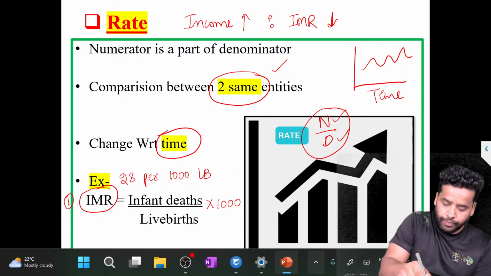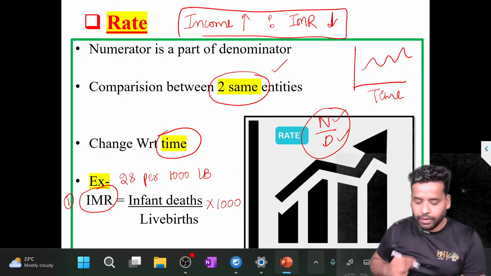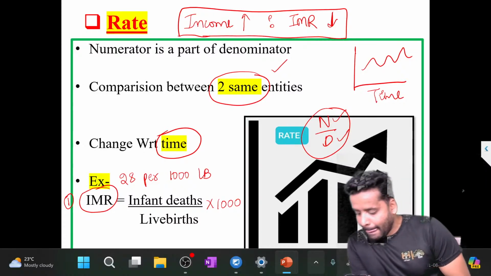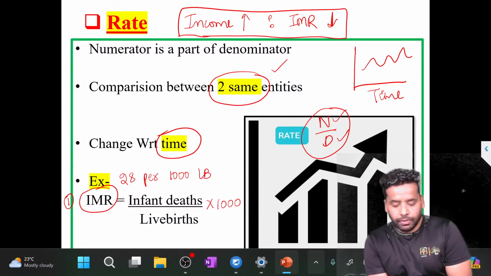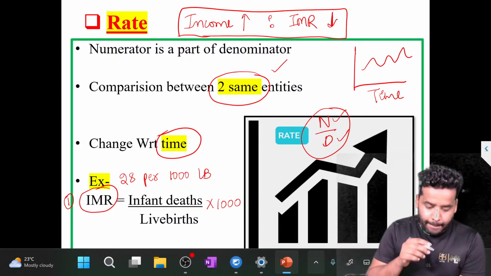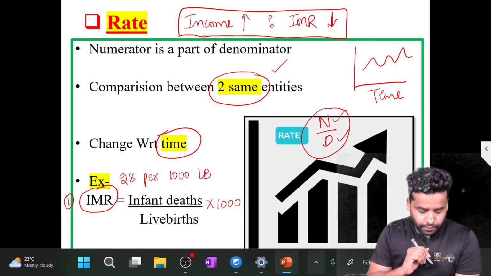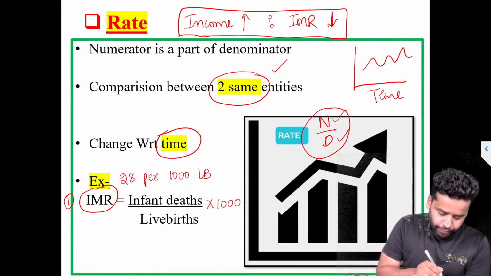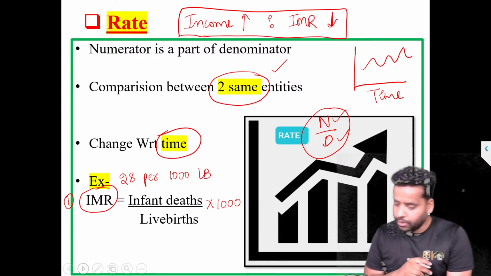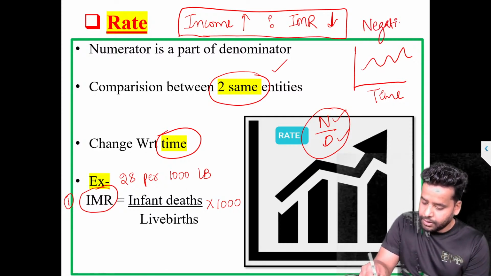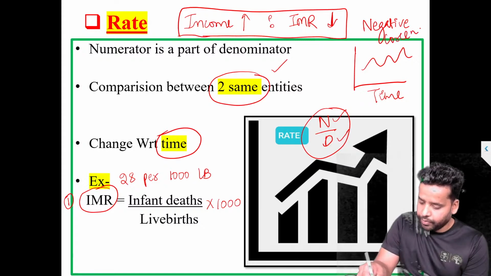What type of relationship you see in between them? Positive correlation or negative correlation? Good. Tell me the answer. What type of relationship will you be seeing? Positive correlation or negative correlation? Negative correlation. Very good. Write this point. In between them, there is negative correlation.